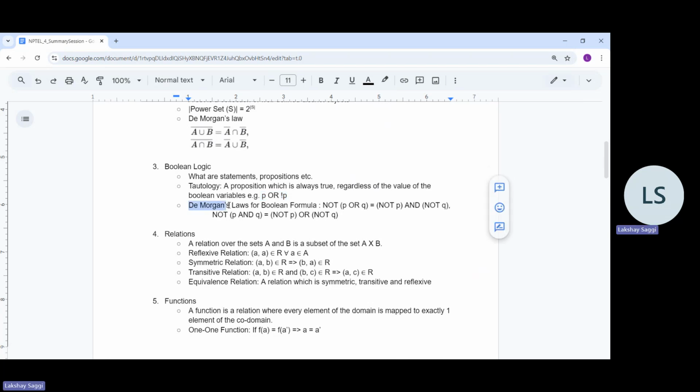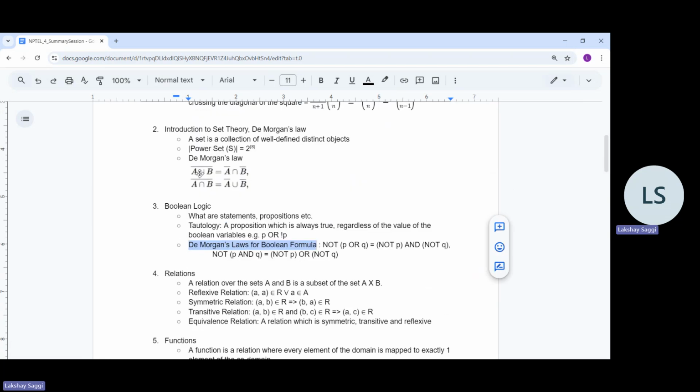And then we discussed De Morgan's laws for Boolean formulas. This De Morgan law in terms of sets, for A union B and A intersection B, can also be extended to De Morgan's law for Boolean formulas. Here the negation operation corresponds to the not, the or operation corresponds to the union, the and operation corresponds to the intersection. And then it's the same thing.